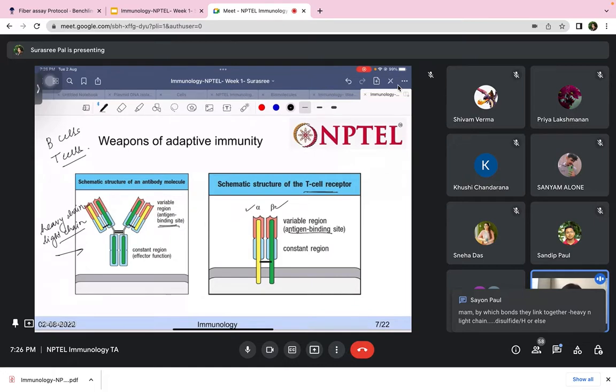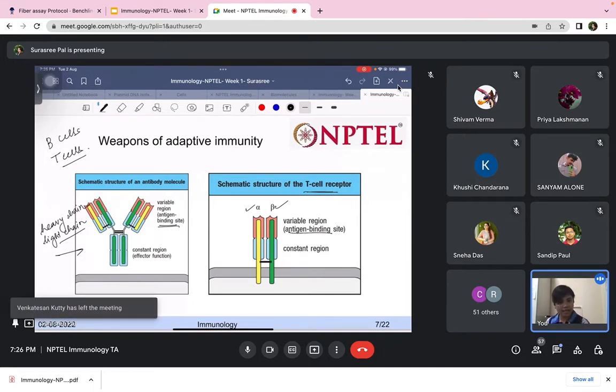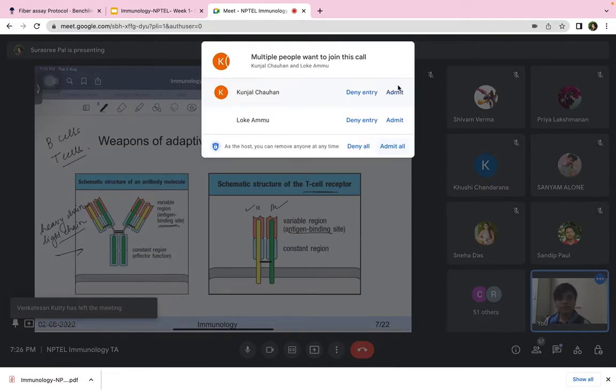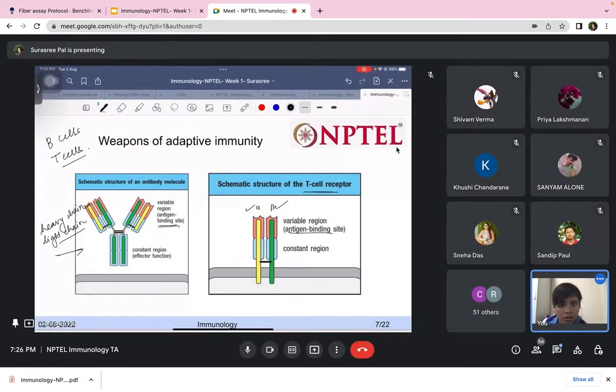Yes, Shayon, to answer your question, you're asking what kind of bonds are there between the heavy and light chains. Yes, disulfide linkage is there. There is hydrogen bonding also. I'm just briefly telling you here because there will be classes where we will be discussing antibody structure in detail. So yes, disulfide linkages join these two chains.